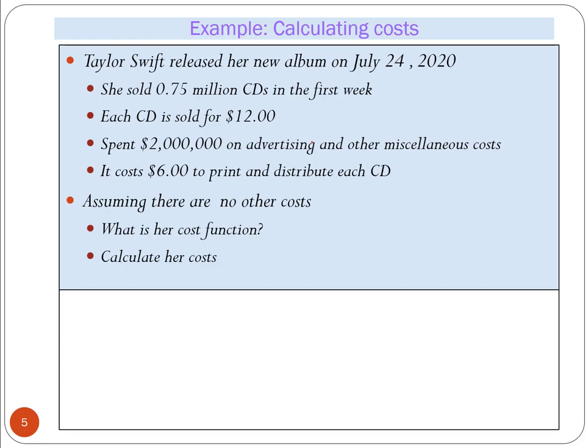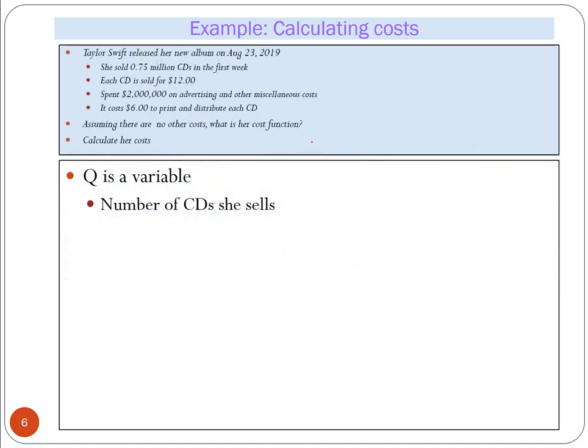So we want to know, well, what does a cost function look like in this case? And then we're going to calculate her costs for the 750,000 CDs that she sold in the first week. Okay, so we're going to use Q as the variable for quantity, and that's what we're typically going to do throughout this course. And the way to think about it is Q is the number of CDs that she sold. So in this example, she sold in her first week 0.75 million, so Q would be 750,000 or 0.75 million. It's the number of CDs that she sells.